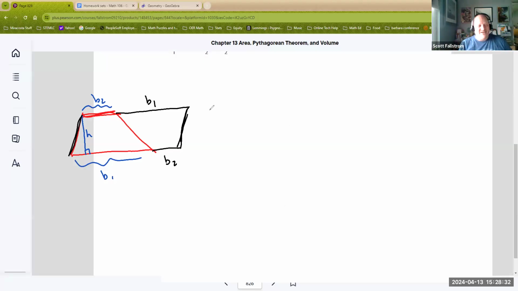This is a parallelogram. So to find the area of a parallelogram, we knew it was base times height. The height is h. The base is this entire piece, which is just b1 plus b2, times h. And there it is. That's one way to go about doing this. That's how you can find the area of a trapezoid.